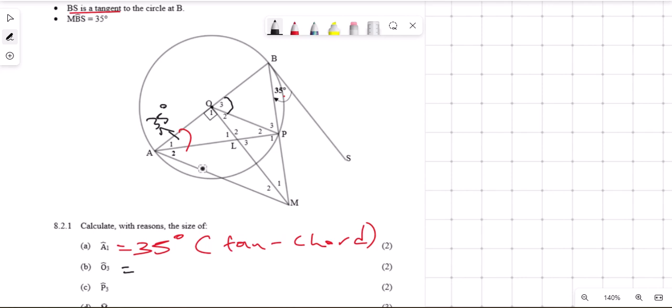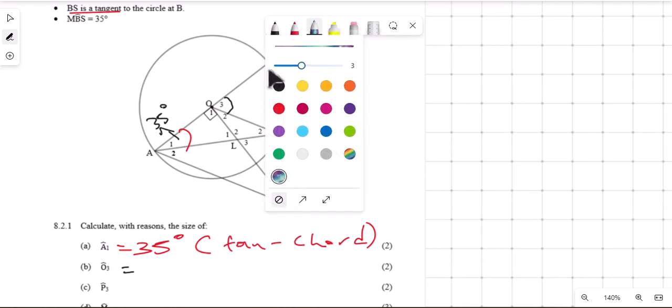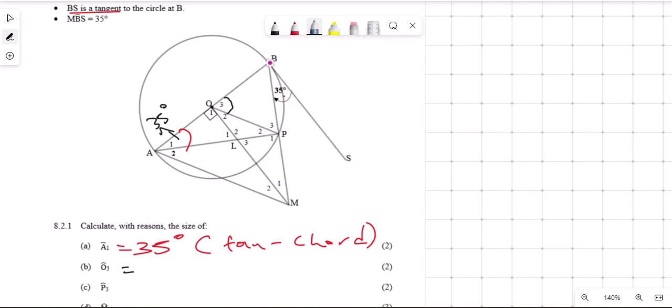We are in theorem what? Remember theorem 1, or 2. Angles subtended by the same chord. So angle O3 is equal to what? 35? No, they are not equal. We just did it now. Angle at the center is 2 times the angle at the circumference. Let me show you that symbol if you forgot it.